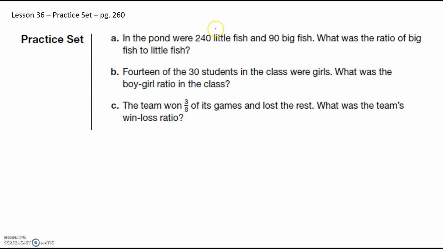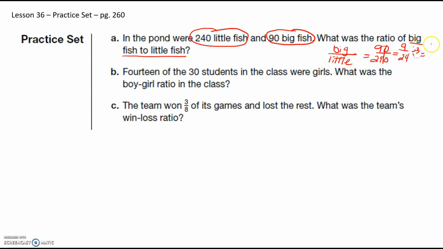A says, in the pond there were 240 little fish and 90 big fish. What is the ratio of big to little fish? So we're going to put it's big to little, which is 90 to 240. And then we're going to have to reduce this, okay? So I canceled my zeros, and then I'm going to divide by 3. And the answer is 3/8. That is my ratio. You can also write that 3:8 or 3 to 8 because this is a ratio.